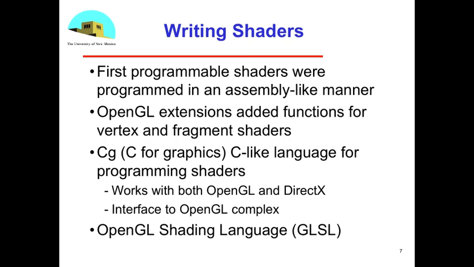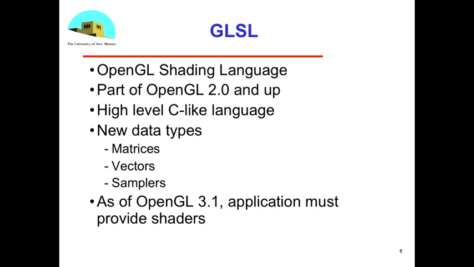It was a little more complicated than we might have liked, and that's been subsumed by the OpenGL shading language. At first Cg could do things that GLSL couldn't, but as things have evolved, pretty much everybody's using the OpenGL shading language. Officially, it became available in OpenGL 2.0. As we've said before, it's very C-like with some extra data types for matrices and vectors. Samplers are something that we'll be using to do texture mapping.